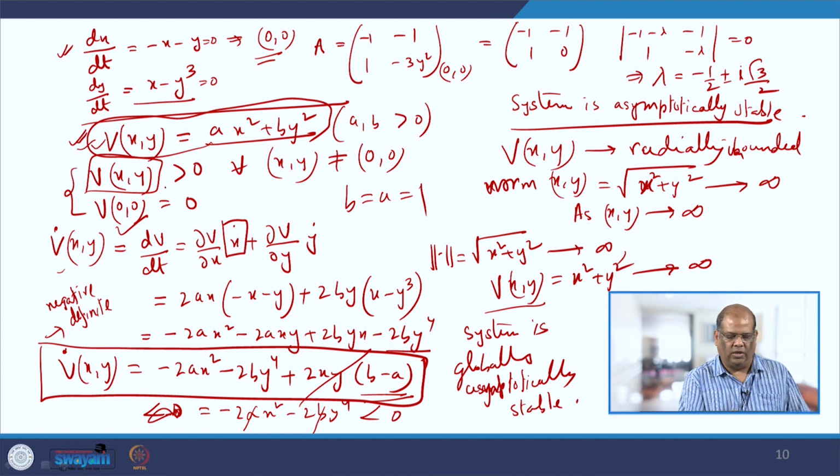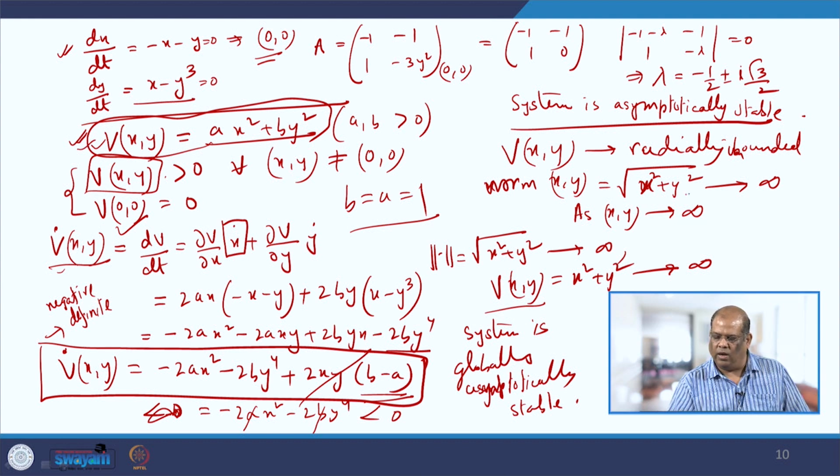That means it has to be positive definite, it has to be 0 at the equilibrium point, in this case the origin, and the derivative V dot has to be negative definite or negative semi definite. In this case it is negative definite if you choose a equal to b equal to any value. In this case I have chosen 1, and once it is done, you show that the system is asymptotically stable. Then you have to show that it is radially unbounded.